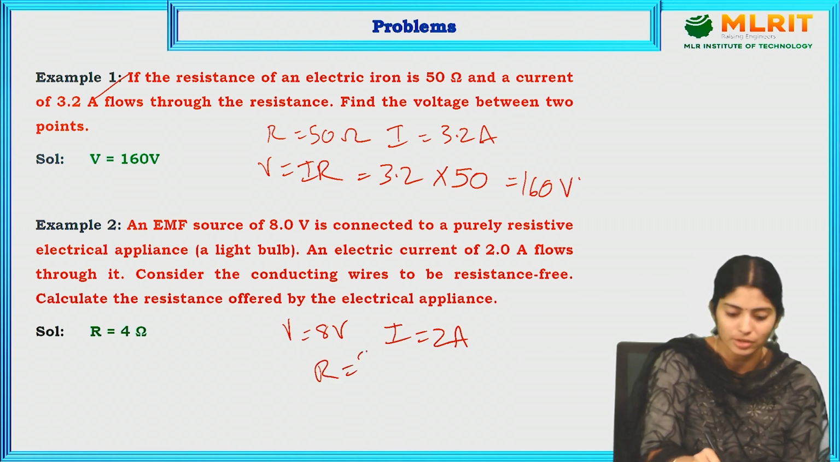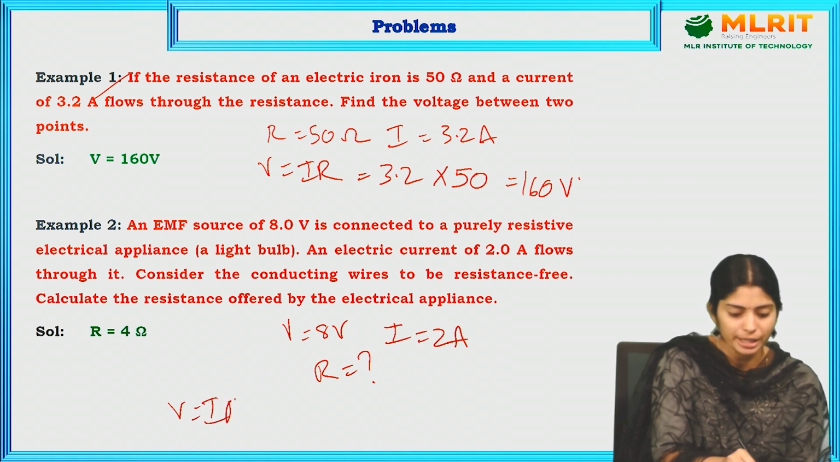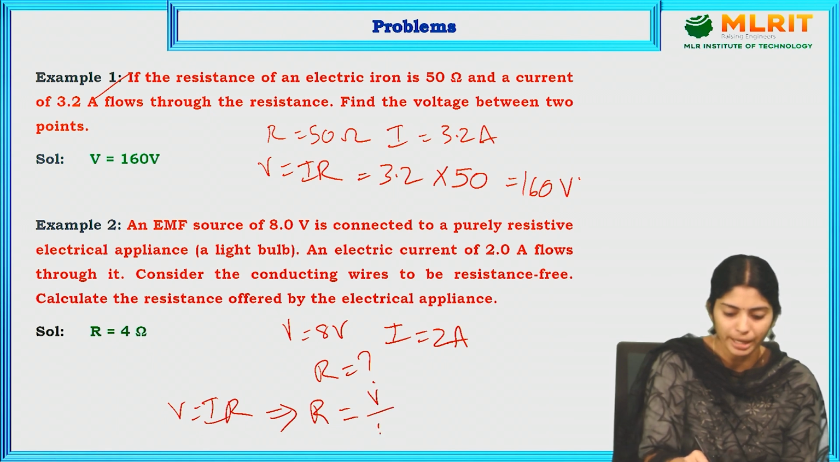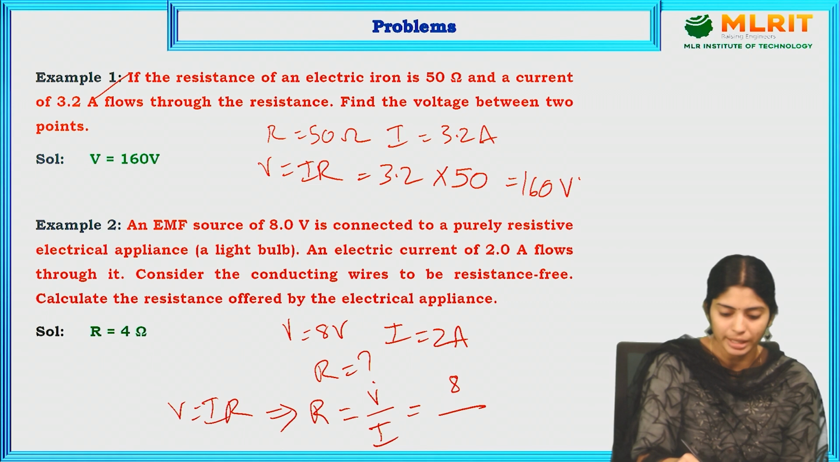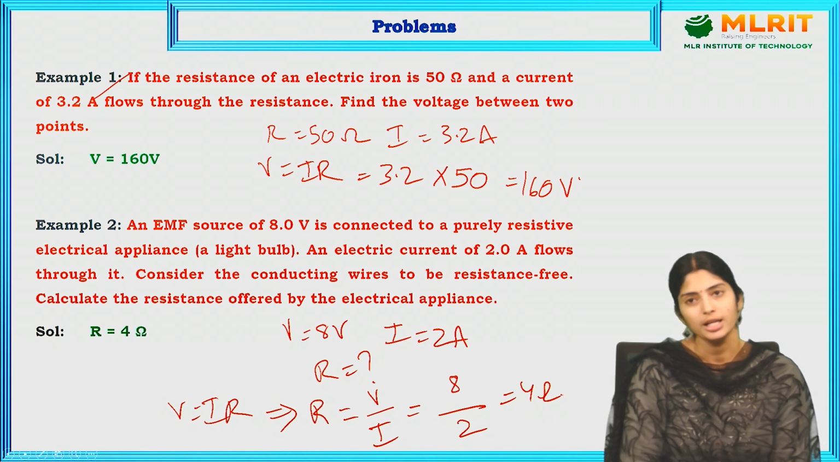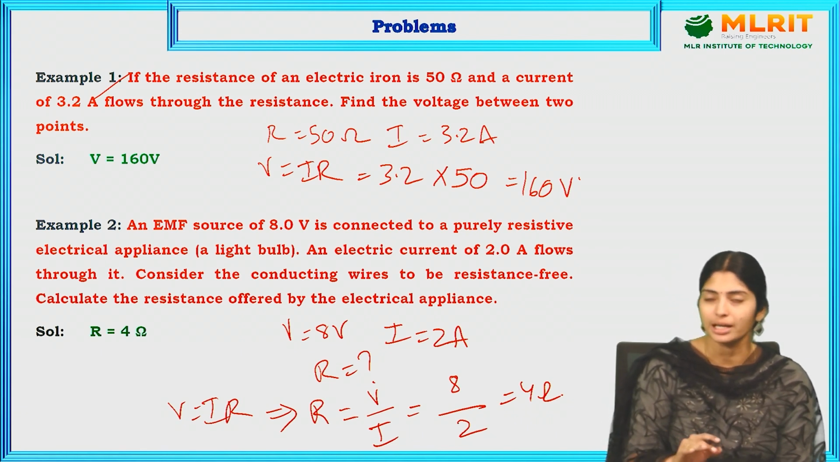What is the resistance value? According to Ohm's law, we know that V is equal to I into R. So from this we can determine the R value. What is the value of R? R is equal to V by I. What is the value of voltage? 8 volts divided by what is the value of current? 2. So the value of resistance is 4 ohms. Likewise, we can determine the unknown value of any term if the remaining two terms are known.